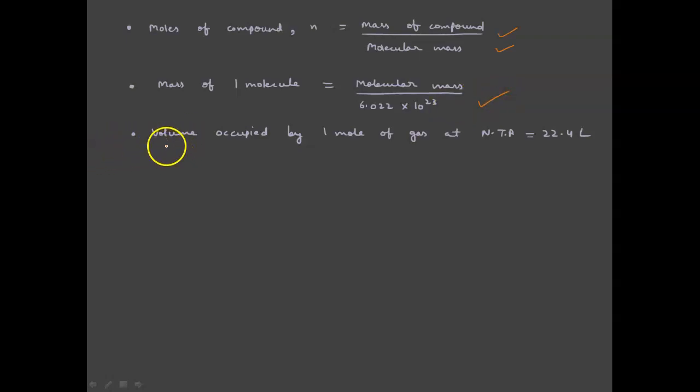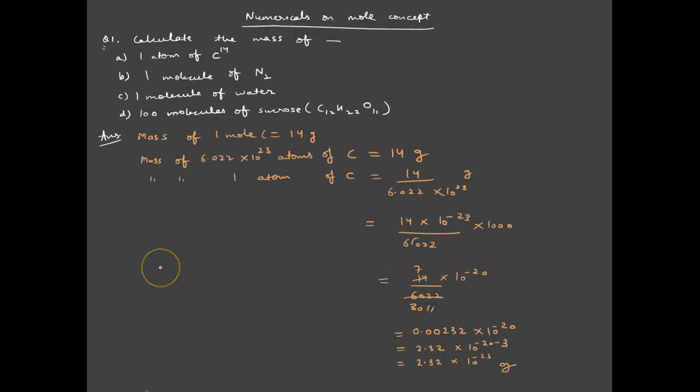Now comes volume. Volume occupied by 1 mole of gas at NTP, this is normal temperature and pressure, is 22.4 liter, or we can say 22400 ml in case of CGS unit. So here are some formulas. Now we will apply these formulas on our problems and we'll check how the solution comes.